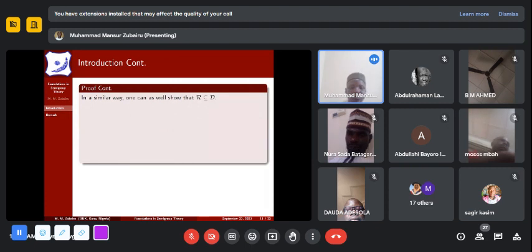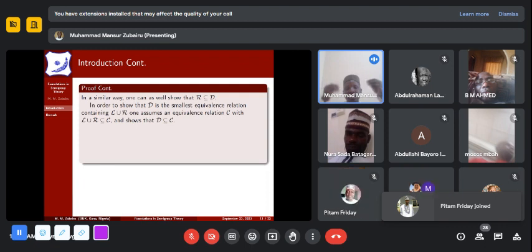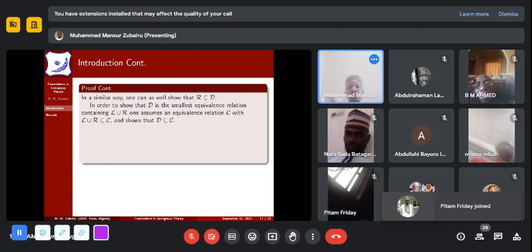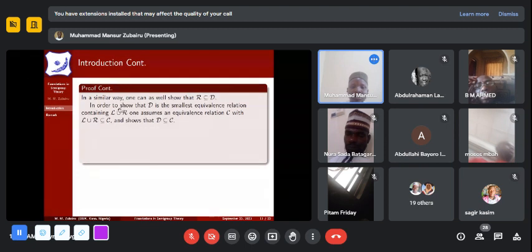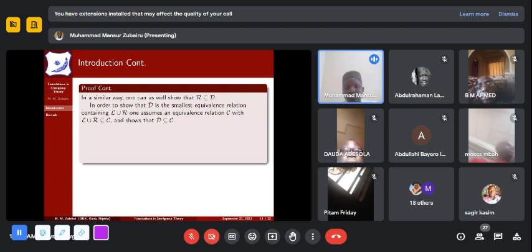So in order to show that D is the smallest equivalence relation containing L and R, we can just summarize it as saying it contains L union R. Because L is in D, R is in D, so the union is in D. So in order to show that D is the smallest equivalence containing L union R, we can assume an equivalence, say C, containing L union R, and try to show that D must be sitting inside that C, meaning that given any equivalence relation containing L union R, D is in that relation, and so D is the smallest.